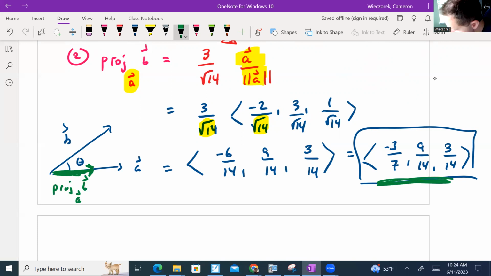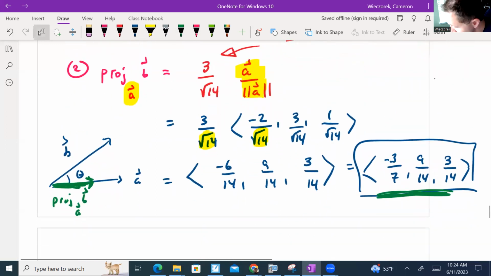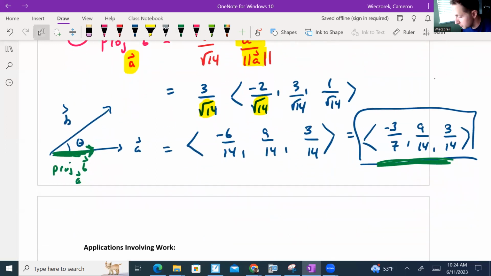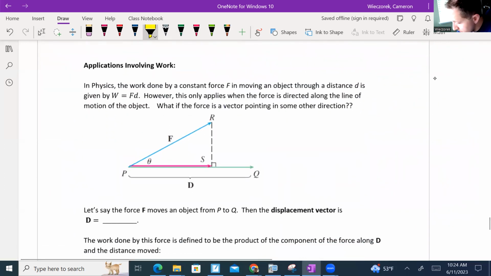And the size of that projection, if I was to take the signed magnitude of that projection, it would have a length of 3 over rad 14. That would be the length of that green vector. That's what it means geometrically. Okay, home stretch, last part.